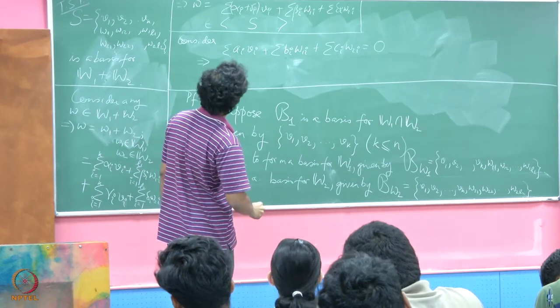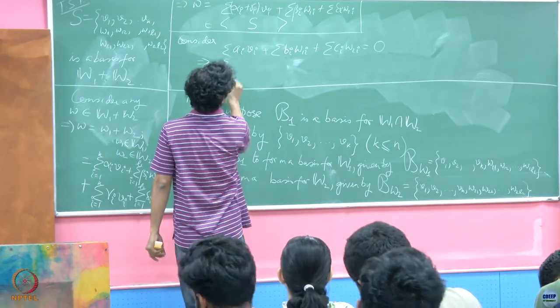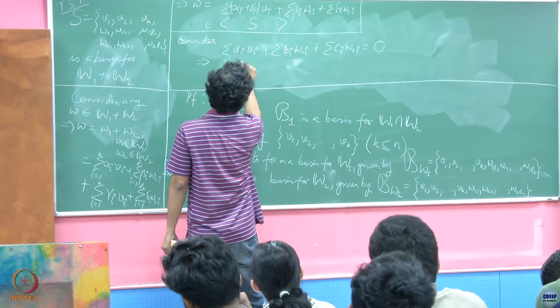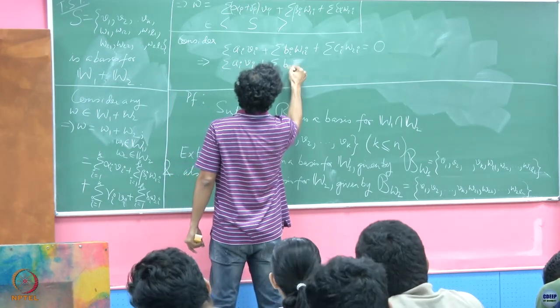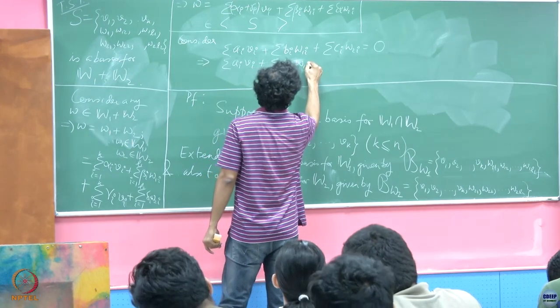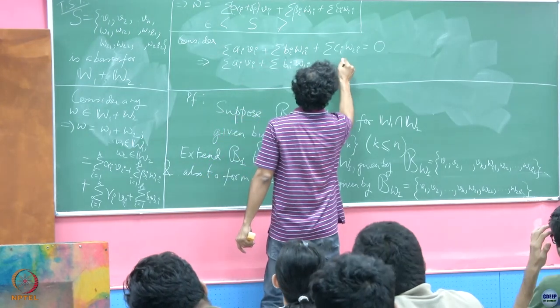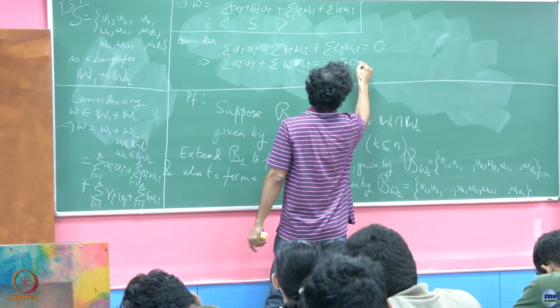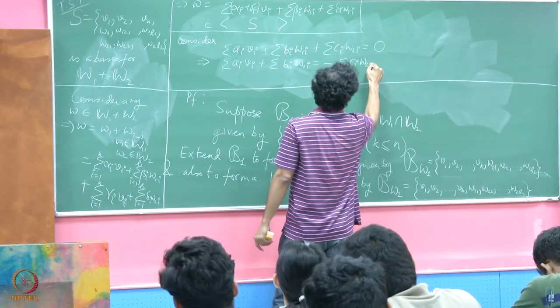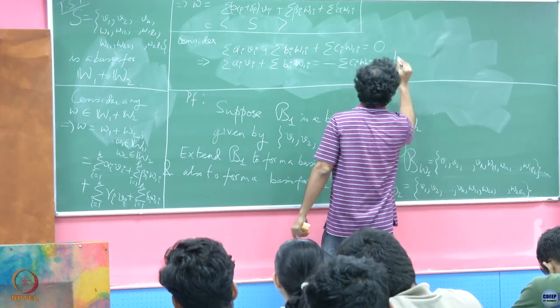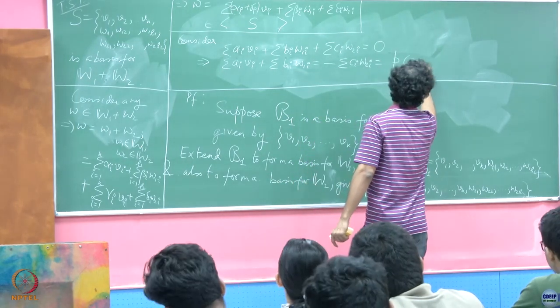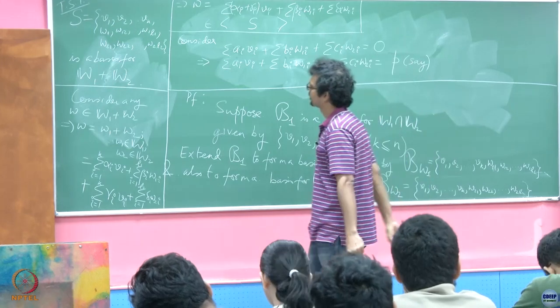So now, let's do something. Let's write this down as summation ai vi plus summation bi w1i is equal to minus summation ci w2i is equal to, say, some vector p. Right?